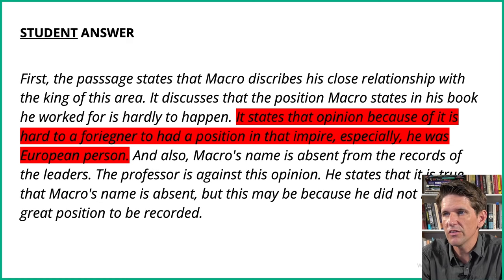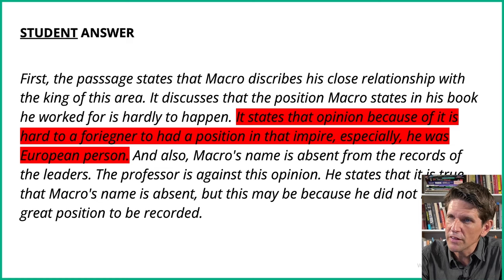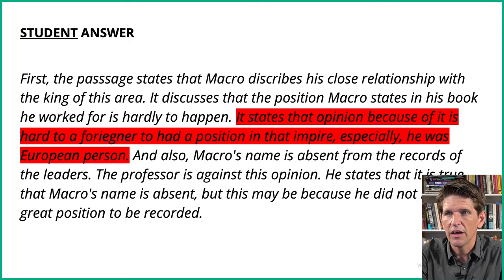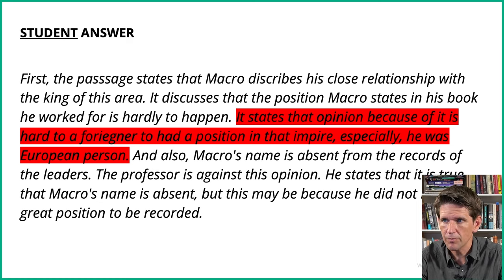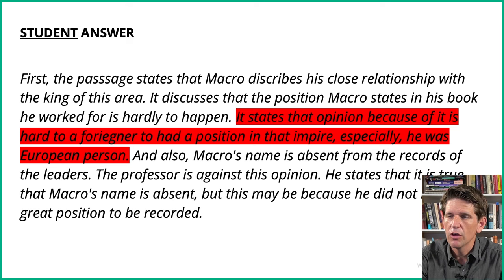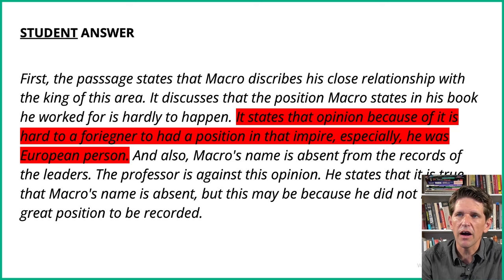"The passage discusses that the position macro states in his book he worked for is hardly to happen." So hard to understand here. "It states that opinion because of it is hard to a foreigner to have a position in that empire," instead of empire, "especially he was a European person. And also, Macro's name is absent from the records of the leaders." So, you know, this is hard to kind of follow.